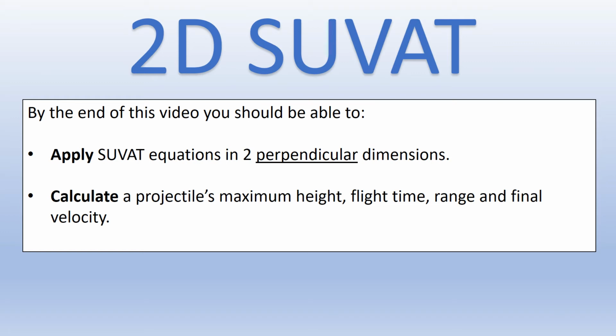A follow-on video from the last one I did on two-dimensional SUVAT. So the last video I looked at slopes and I looked at projectiles in terms of the general equations, and in this particular video I'm going to look at some specific examples of how we apply SUVAT in two perpendicular dimensions, again with slopes and projectiles, and we'll look at how we can calculate some different properties of projectiles. So we'll look at how we get maximum height, flight time, range, and final velocity.